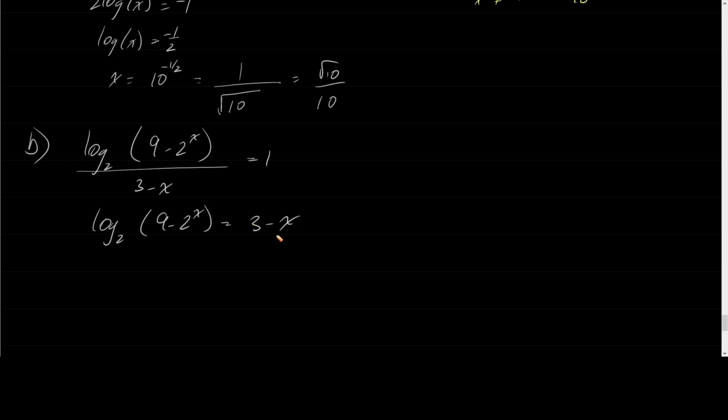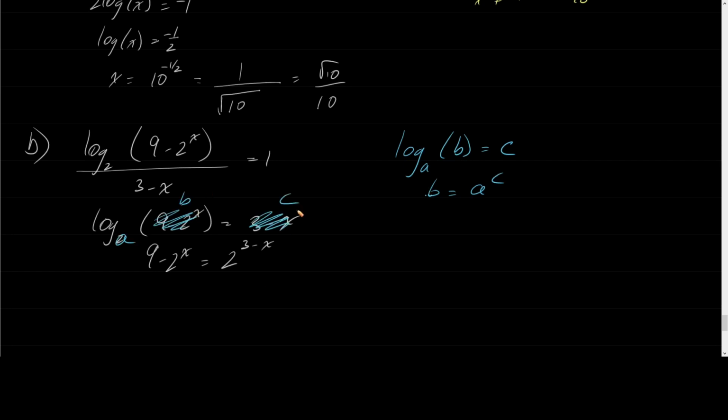Next thing, I need to exponentiate to get rid of this log base 2. And how do we exponentiate? Well, the left side is simple. It's just 9 minus 2 to the x. The right side, though, is going to be 2 to the 3 minus x. So essentially what I'm getting at here is when I have something like log base a of b is equal to c, I can rewrite this as b is equal to a to the c. These two statements are equivalent. This is just the exponential form. Well, that's exactly what happened here. This is our a, this is our b, this is our c. So we have b is equal to a to the c.